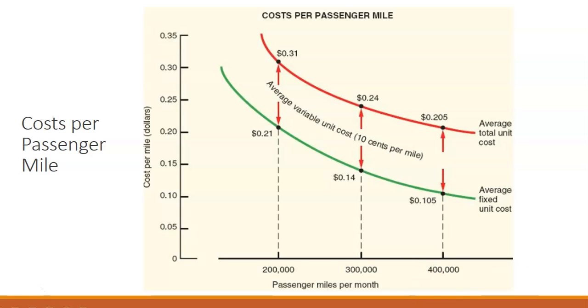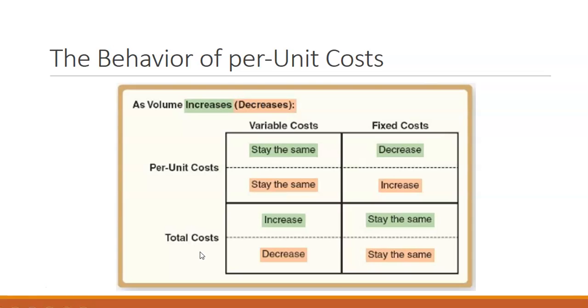So then when we're looking at this, we have the average fixed cost per unit and the average total cost per unit. So at 200,000 passenger miles, our fixed cost is 21 cents per mile, and our total cost is 31 cents per mile. That gives us an average variable cost of 10 cents per mile between these two. As we increase our volume, our fixed cost per unit will decrease. So our variable per unit cost stays the same with increases and decreases in volume. The per unit fixed cost decreases as volume goes up and increases as volume goes down.